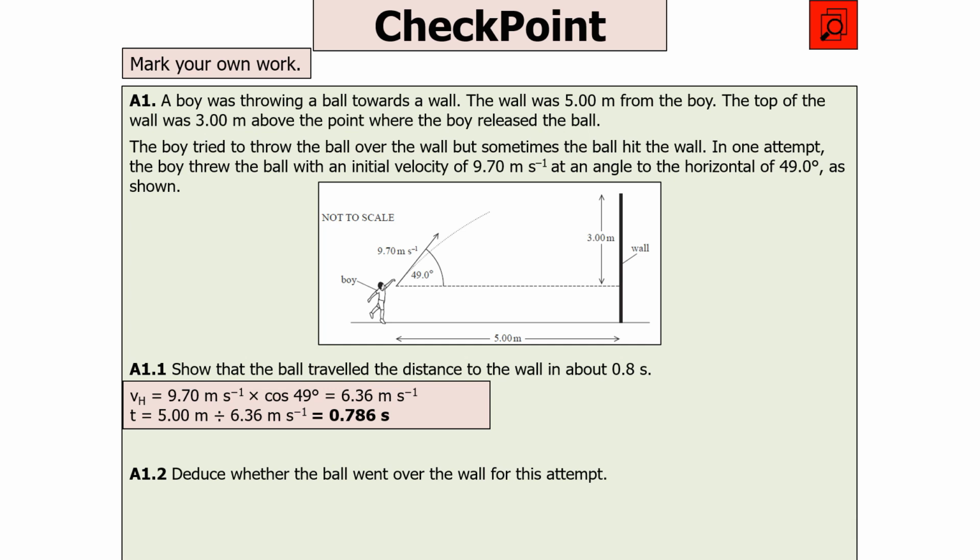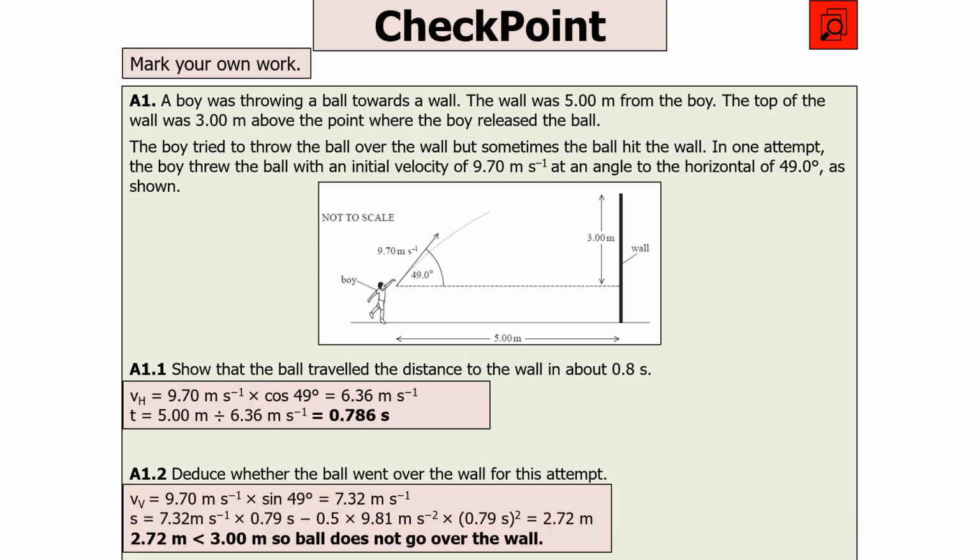Now, in this particular attempt, did it go over the wall? Well, we've got to look at its vertical displacement. So we've got to use suvat and work out what the value of S is. So we can say S equals UT plus a half AT squared. Now, remember two things. Firstly, we're looking at the vertical velocity, so we're going to have to resolve 9.7 into its vertical velocity. So it's 9.7 sine 49. And secondly, the acceleration is against gravity because it's going upwards and gravity acts downwards, so it's minus 9.81. So we get 2.72 meters, which is less than 3 meters, so it doesn't go over the wall.